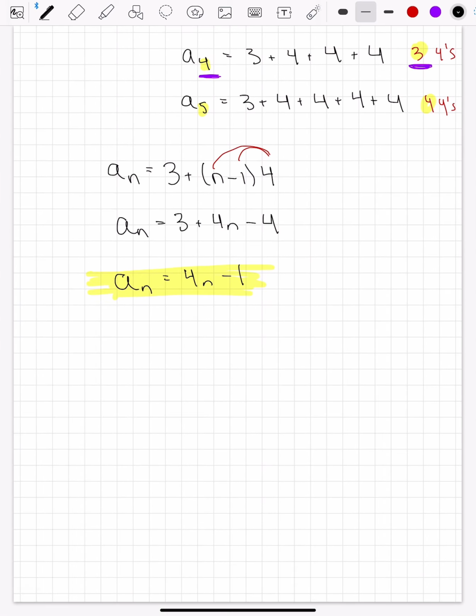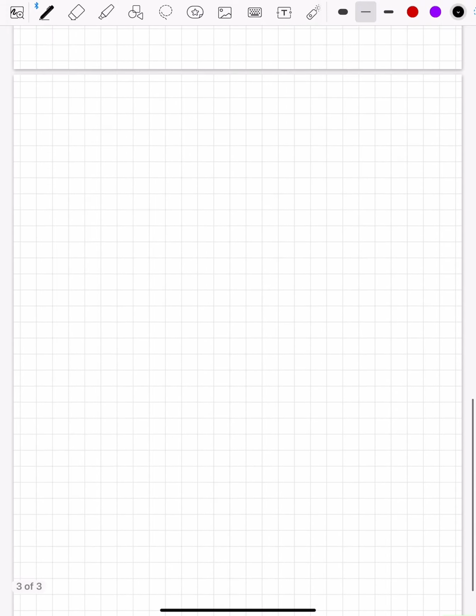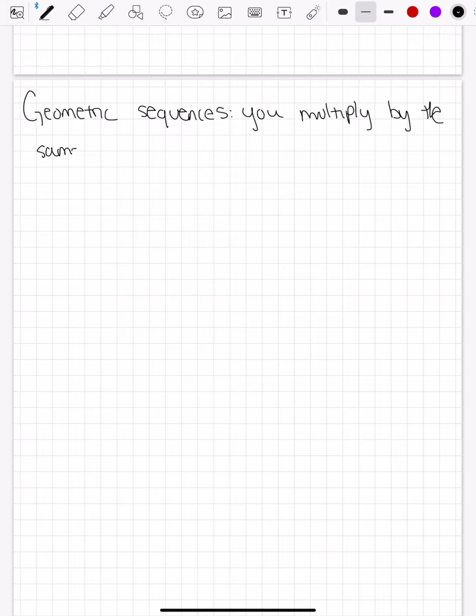And let's do one more. So let's work now with geometric sequences. Remember that for a geometric sequence, you multiply by the same constant each time. Okay, so let's work with the example we had. Actually, we never saw this example.